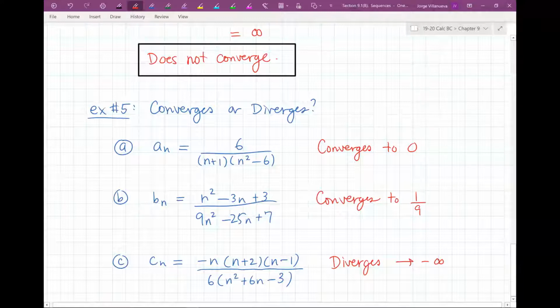Remember, the way you're checking for divergence and convergence is by taking a limit as n approaches infinity and figuring out, does it have an answer? You don't need to know the answer, okay? It doesn't ask you to find it, but when you take the limit, if you find an answer, that's a good thing. If you don't, then that's a bad thing, right?